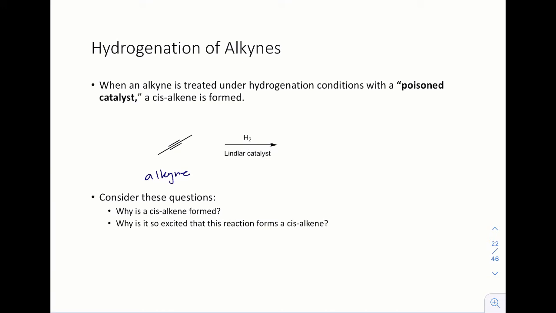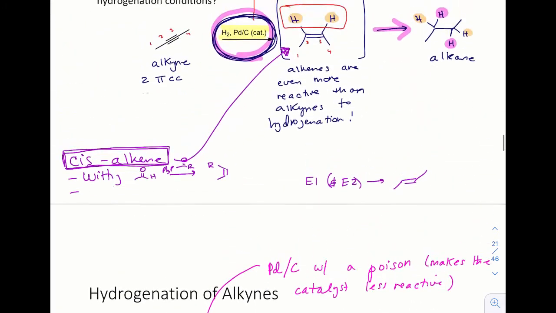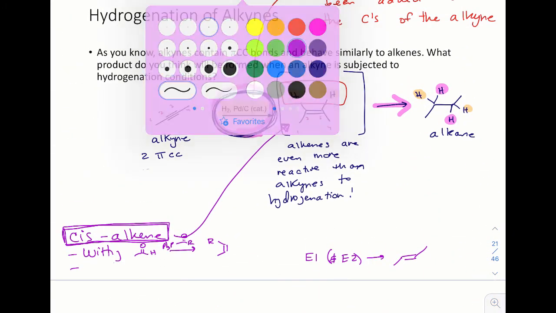Poison just means, again, there's an additive that makes the catalyst less reactive. The cis alkene can be isolated as long as you're paying attention. If you go to lunch and come back 2 days later, it's probably going to have gone all the way to the alkane, but if you're paying attention, you can isolate the cis alkene. And this is great. We can add this to our list of ways to make the cis alkene.